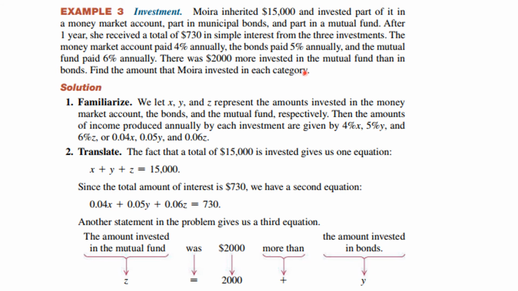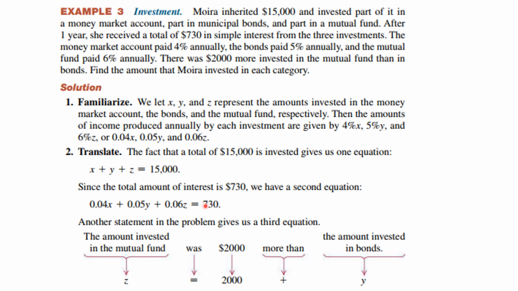Okay, so we're going to let X, Y, and Z represent the amounts invested in the money market, bonds, and mutual funds respectively. Then the amount of income produced annually by each investment is given by, we multiply by the percentage as a real number, not as a percentage, and so we get 0.04x, 0.05y, and 0.06z. So now we translate the terms of the problem into equations. Well, she had a total of $15,000, so x plus y plus z had to be $15,000.